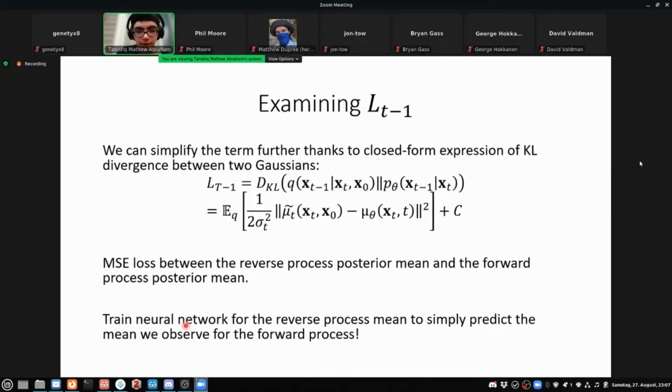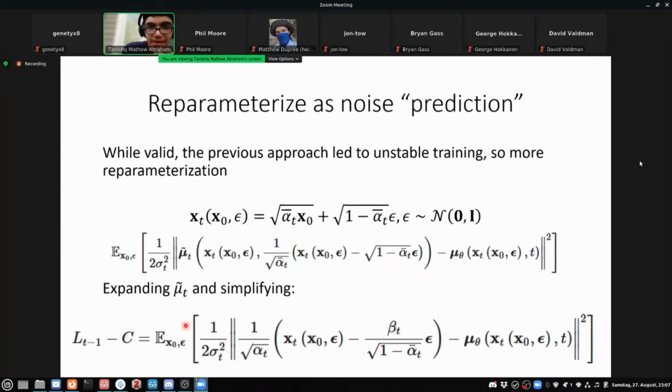And in order to do that, we're learning to predict the means. We're training our neural network to do so. Does that make sense? Okay, it makes sense.